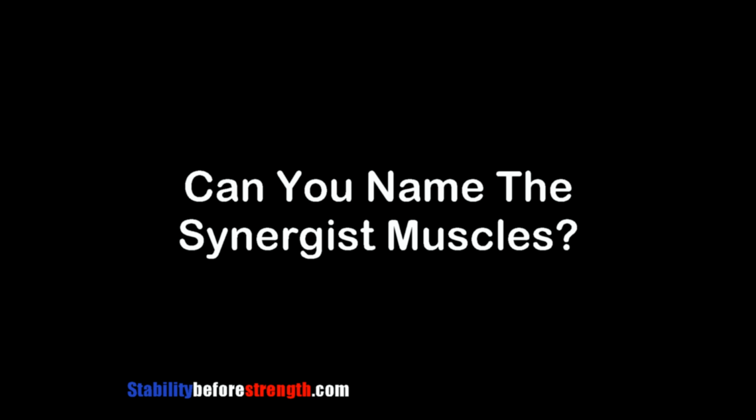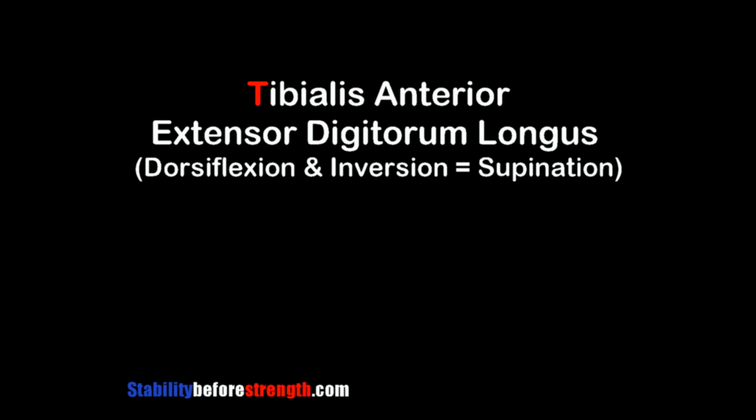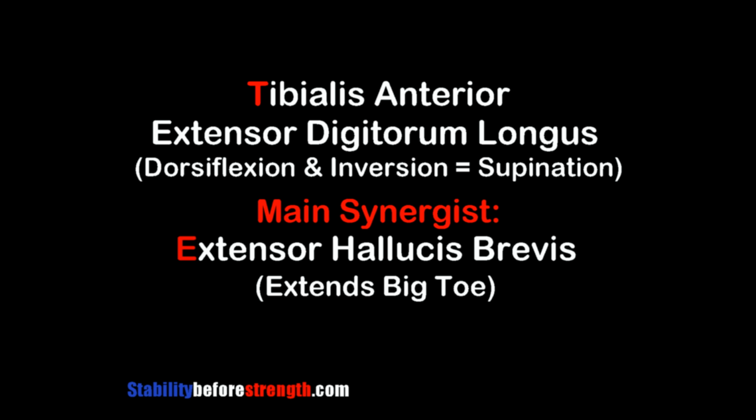Now, what are the other synergist muscles that assist the extensor hallucis longus? The tibialis anterior and extensor digitorum longus. But the main synergist is the extensor hallucis brevis.